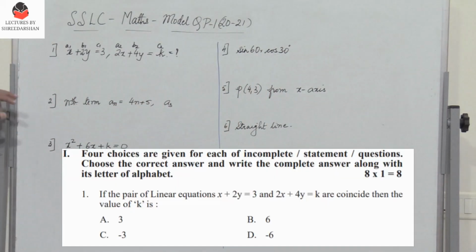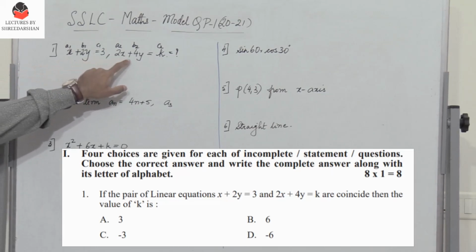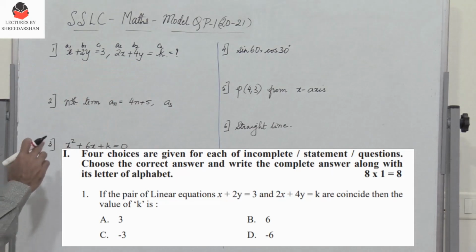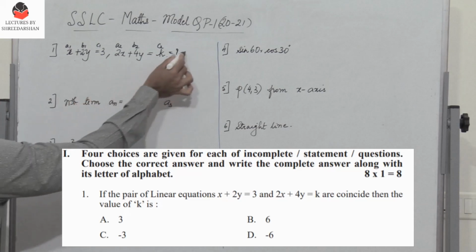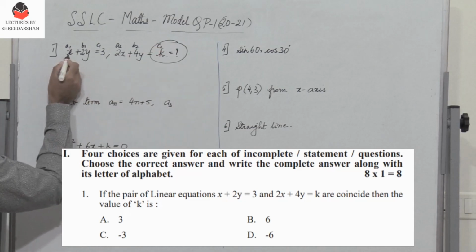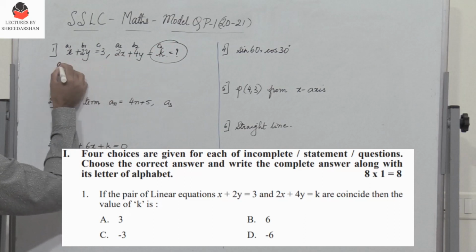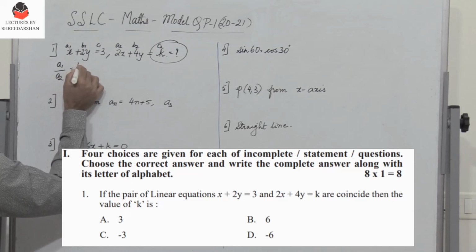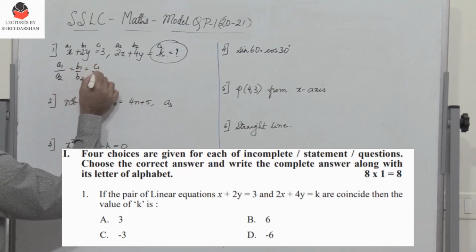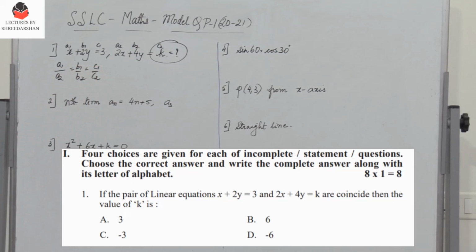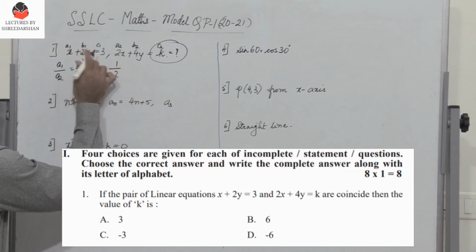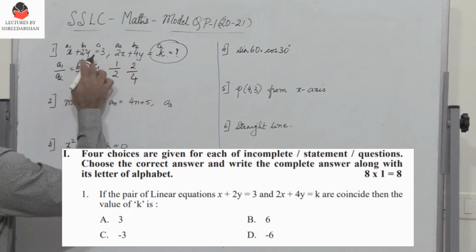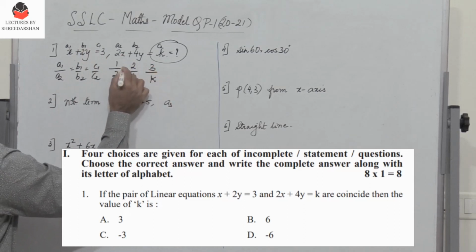So the first problem is, if the pair of linear equations x plus 2y equals 3 and 2x plus 4y equals k are coincident or they coincide, then we need to find the value of k. So the coefficient of x is 1, y is 2. So a1 by a2 equals b1 by b2 equals c1 by c2. So this is the condition if both the lines coincide. So what is a1? a1 is 1, a2 is 2 here, b1 is 2, b2 is 4 and c1 is 3, and I need to find the value of k and they are all equal.